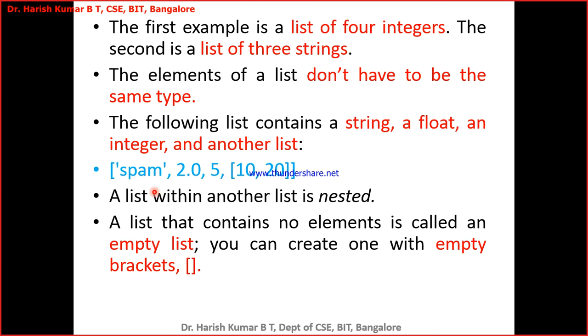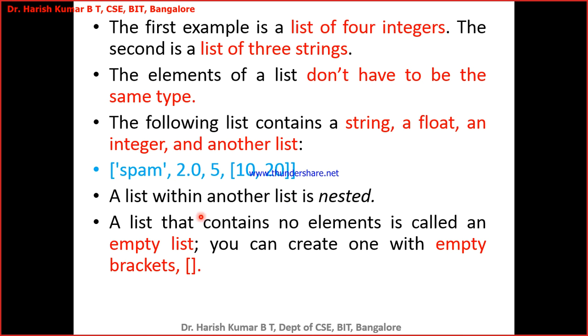I have shown another example here. So this is again a list, and what type of list is it? It is a nested list. Okay. So I have one outer list. One is a string, this is a float, and this is an integer, and inside this I have listed one more list. Okay. So a list within another list is nested. And this nesting can be done to any level. Okay. There are no restrictions as such.